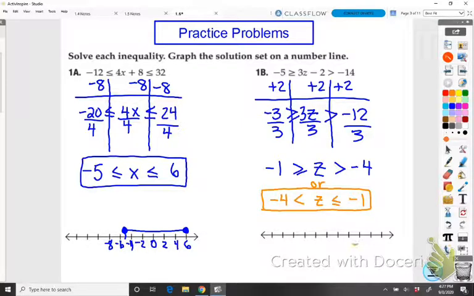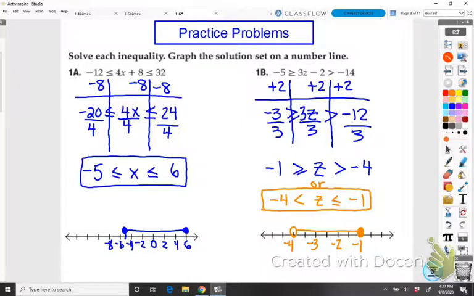So I need to go from negative 1, negative 2, negative 3, negative 4. So it's going to be an open circle on negative 4, a closed circle on negative 1, because you can include that endpoint and everything in between. So all the and statements look similar. 2 endpoints, open or closed circles with everything in the middle.